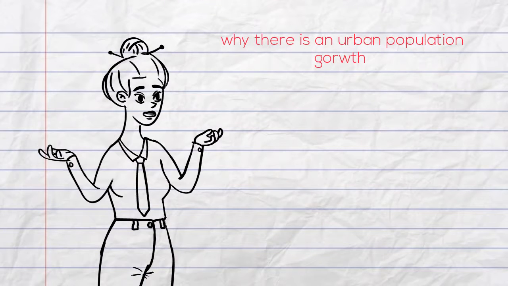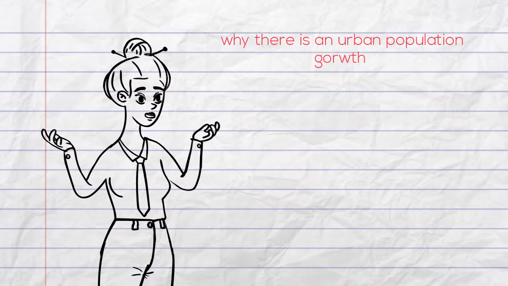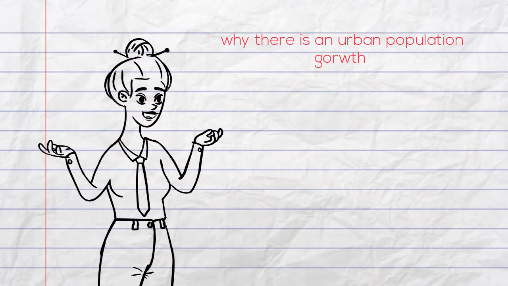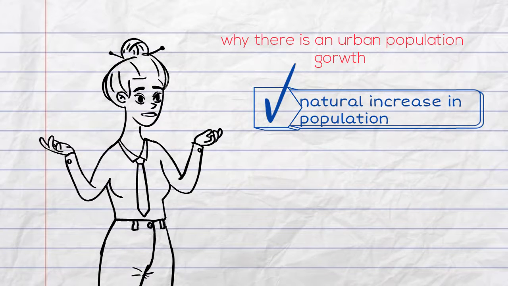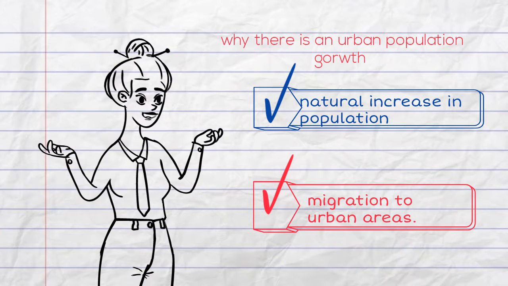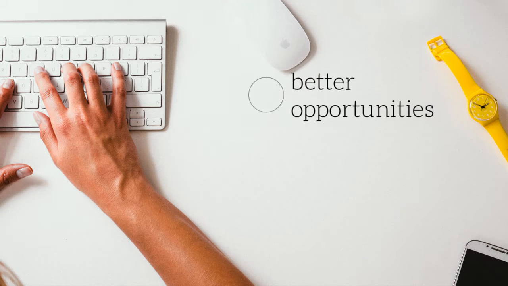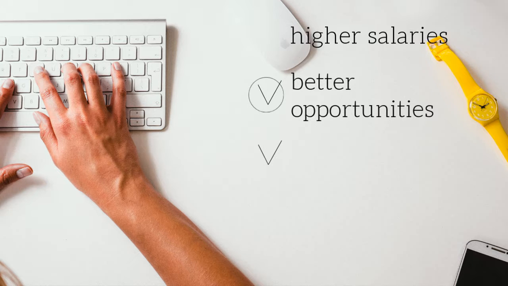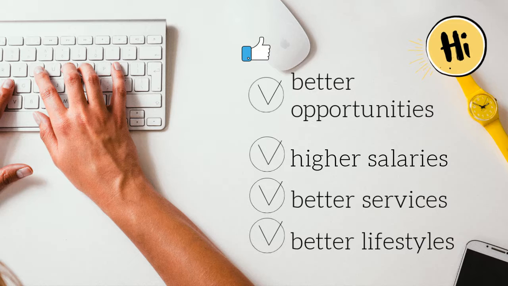The first obvious reason for urban growth is increasing urban population. Rapid growth of urban areas is a result of two population growth factors. First, natural increase in population, and second, migration to urban areas. In general, cities are perceived as a place where one could have a better life because of better opportunities, higher salaries, better services, and a better lifestyle.